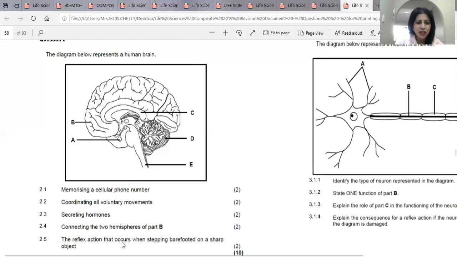The reflex action that occurs when stepping barefooted on a sharp object, that part that controls reflex actions is E, the spinal cord. And that's what we're going to be looking at next. That is the spinal cord. So for now, try and memorize all your mnemonics. And by memorizing the mnemonics, you will learn the functions of different parts of the brain. And then we'll look at a little bit more detailed questions on the brain a little later on.